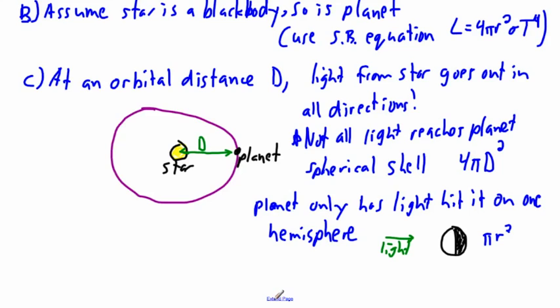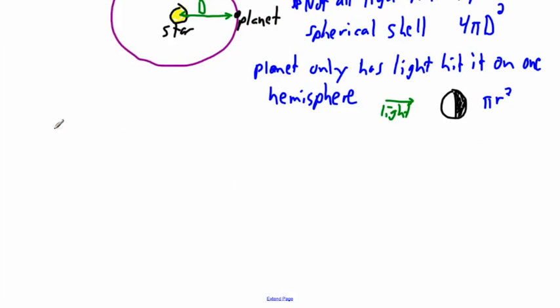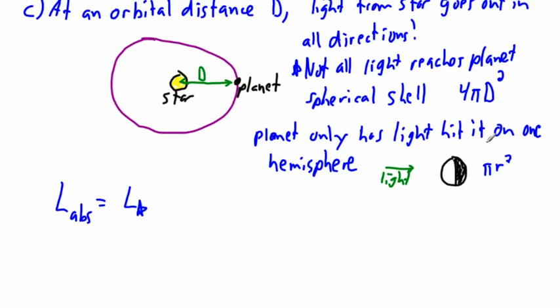So what I'm going to do then is go down a little bit here and write this. The light absorbed here, we're going to call it L, or the luminosity absorbed, is going to be equal to the luminosity of the star. What we're talking about here is how much light actually reaches the planet. That's what L absorbed is. So maybe I'll say that. L abs, that's going to be the power absorbed by the planet.